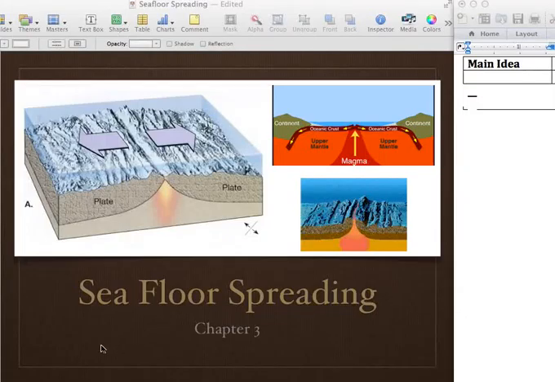Alright guys, tonight's notes are looking at seafloor spreading. This is the next piece in the puzzle of how the Earth's continents move around and how they get to the places where they are today. So we're going to talk about who discovered the theory of seafloor spreading, how it works, and what is the evidence for it. So let's get started.